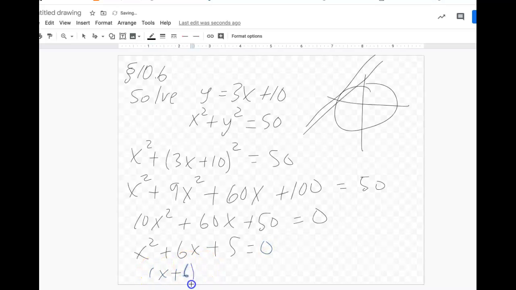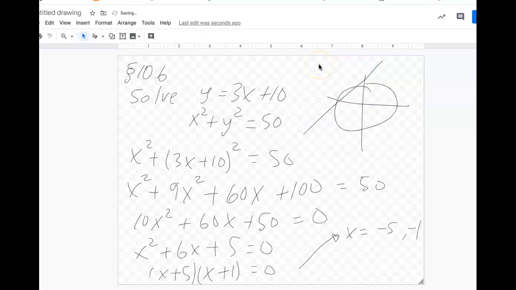x plus 5 times x plus 1 equaling 0. So this means x equals -5 or -1. And so when we go back and look at the sketch we made, it looks like this one was not the one that was going to work, because I'm willing to bet here's the -1 and then here's the -5 answer. So we have found x equals -5 and x equals -1.